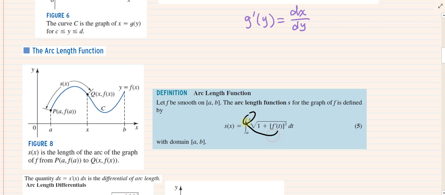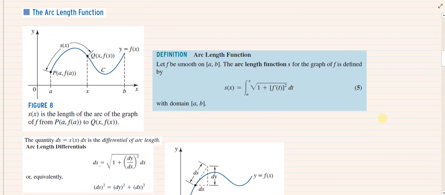We need to change it to the variable t, because these variables cannot be the same. The variable of the integral, the limit of integration, and the variable in the integrand must be different. So because this is x, then we use alternatively a t for that. But that is the arc length formula. So s of x here is actually the length of the curve. Okay, so the arc length function s is given by that definite integral.